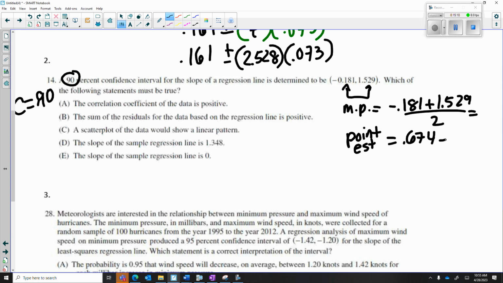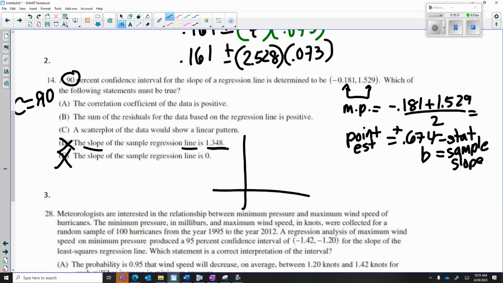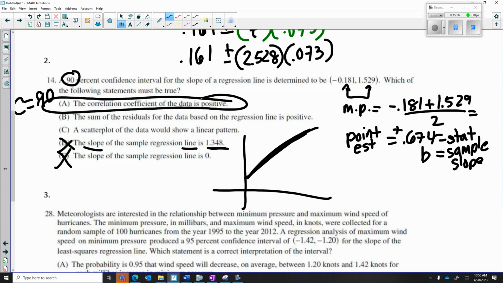be the statistic from the sample, or the point estimate, which is going to be the sample slope, which is B. Okay, so if you look at the choices, it says the slope of the sample line is 1.4348, that's out, and same with this one, this is out, okay? Now, if the sample has a positive slope, that means that it has a positive relationship going up. That means that the correlation coefficient has to be positive, because the slope has the same sign as the correlation coefficient, which is R. So we're done.